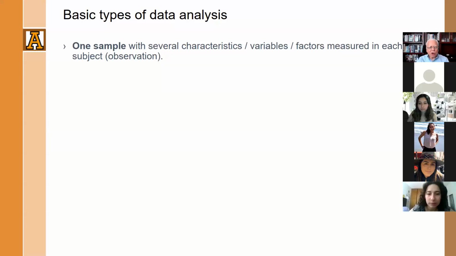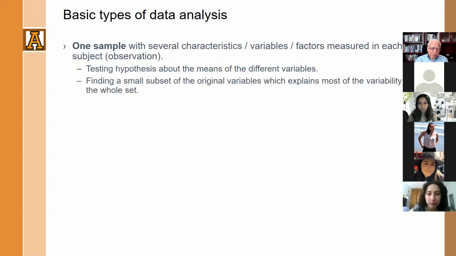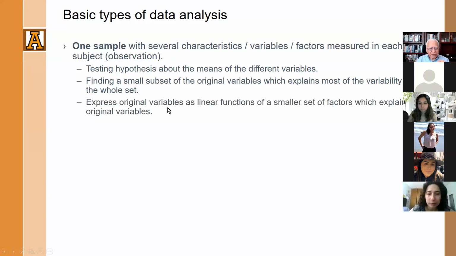So we may be dealing with only one sample, and we may want to test hypotheses about the means of the different variables. We may want to find a small subset of the original variables which explains most of the variability in the whole set, which is what's called variable reduction, or dimensional reduction methods. So we want to reduce the dimension here. Express original variables as linear functions, or other types of functions, of other variables.